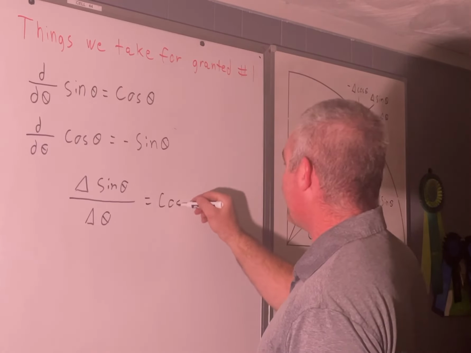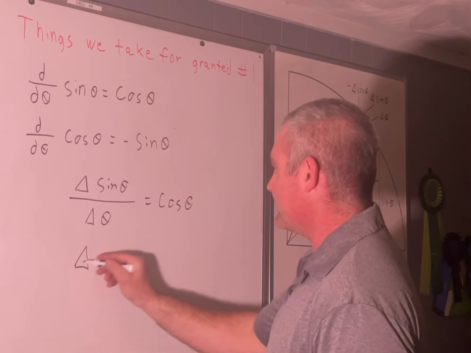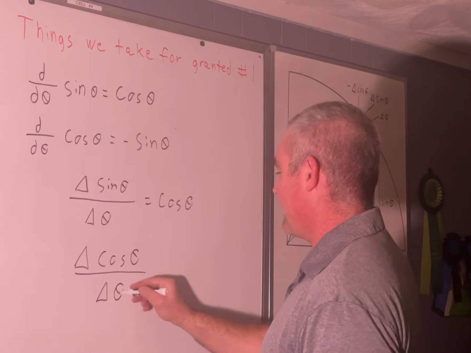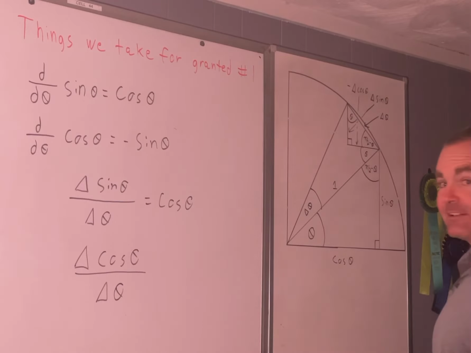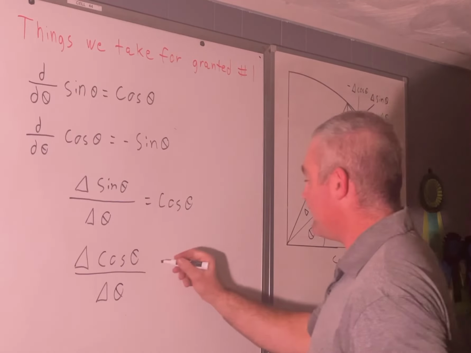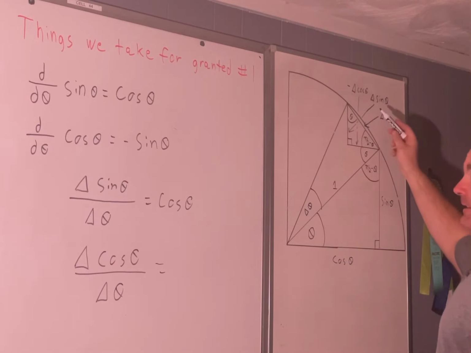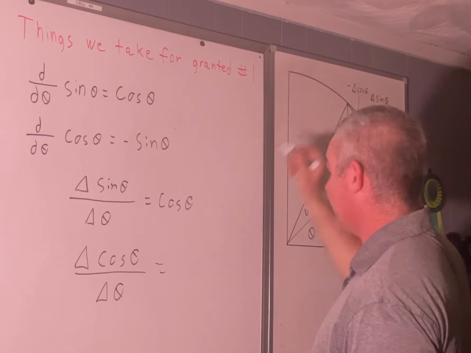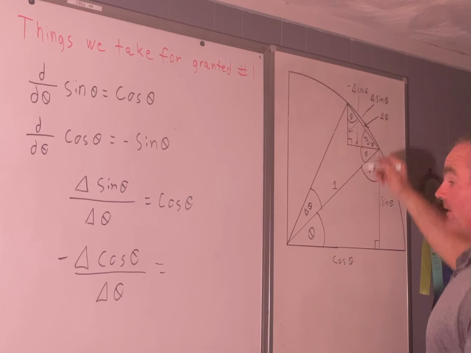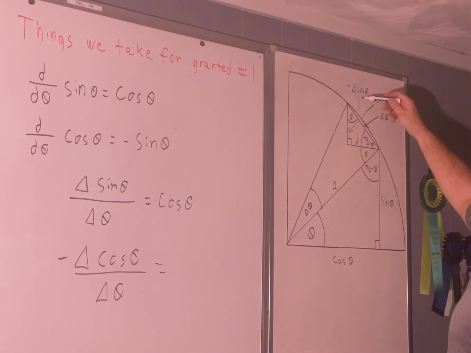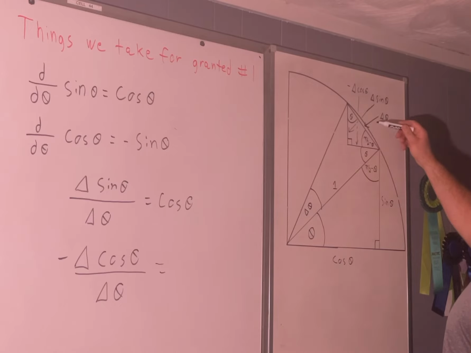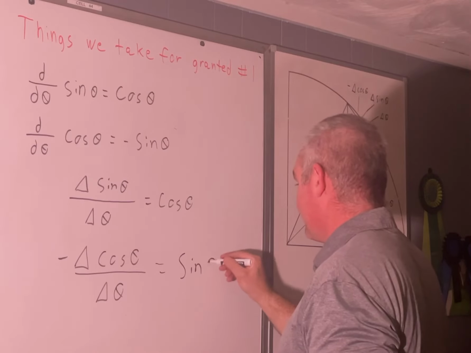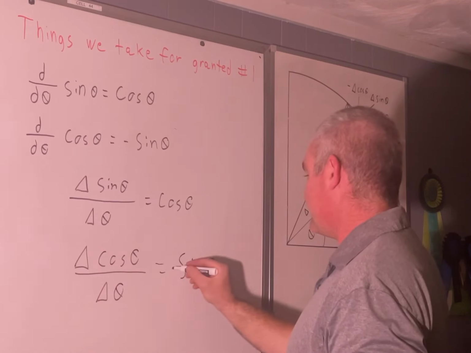This is equal to cosine theta. And then, of course, delta cosine theta over delta theta, which would translate to d d theta cosine theta, is going to be equal to this ratio. Well, what is that? Well, we know that negative delta cosine theta over delta theta is equal to this over this. That is sine theta. Multiply both sides by -1 and you get this.